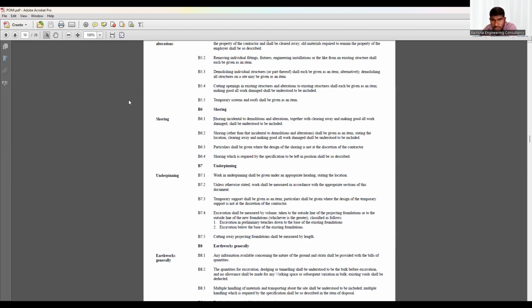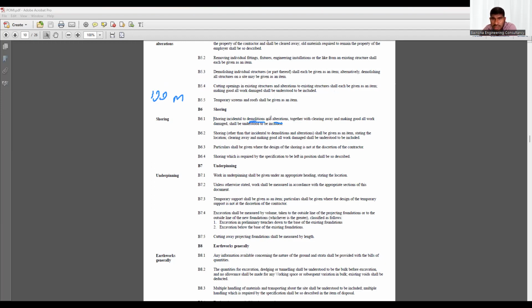For example, if the shoring unit rate is given as a meter in the BOQ, they said 100-meter shoring. Okay. So the shoring rate should include all these things: demolition, alteration, meaning any changes. As I said earlier, if one panel is damaged in the diaphragm wall, they have to replace it. They have to alter it.